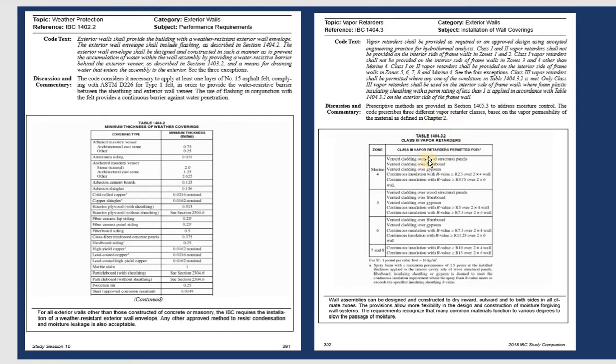And the other table lets you know about the Class 3 vapor retarder. You can see the zones of marine 4, 5, 6, 7 or 8. We need the Class 3 vapor retarder permitted for some conditions like this. This is the table about the wall assembly for the design of the vapor retarder.